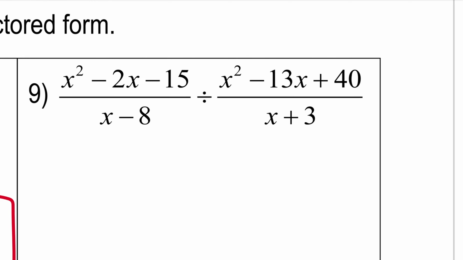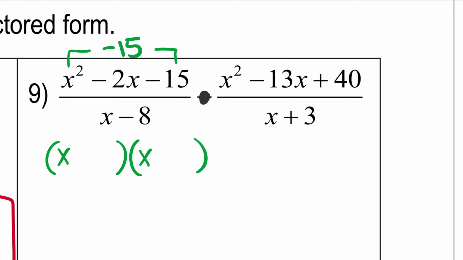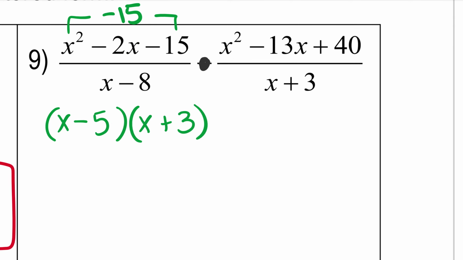Okay, so I know I have to change this to a multiply. I know I have to flip the second fraction, but before I do, I'm going to go ahead and factor these, so at least I know what to write. So 1 times negative 15 is negative 15, and I know I'm going to have 2 parentheses right here. That gives me x and x. So multiplies to negative 15, as a negative 2 is negative 5 plus 3. Can't reduce that, so I'm just going to leave that there. And then of course my x minus 8 just stays on bottom, can't do anything with that.